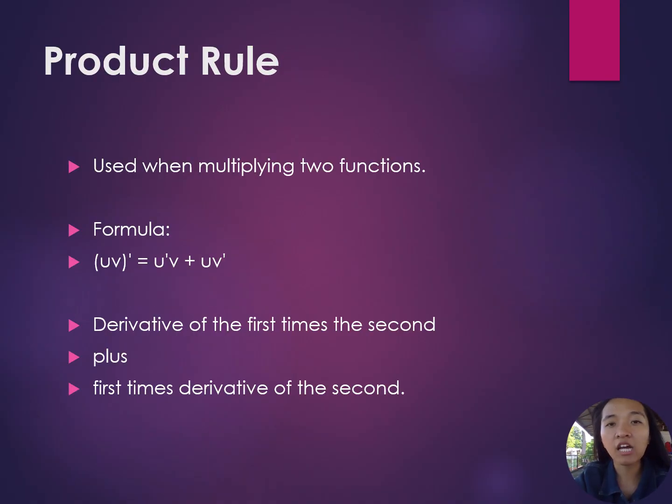Next, we have the product rule. The product rule is used when we are differentiating two functions that are multiplied together. The formula for the product rule is the derivative of u times v equals u prime v plus u v prime. This means we take the derivative of the first function times the second function and then add the first function times the derivative of the second function.